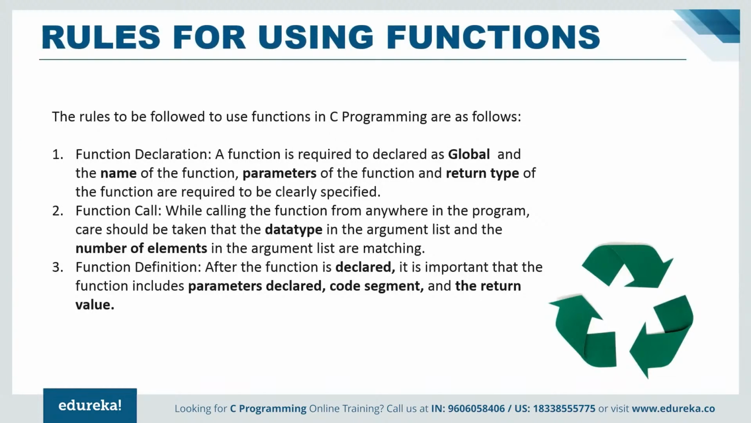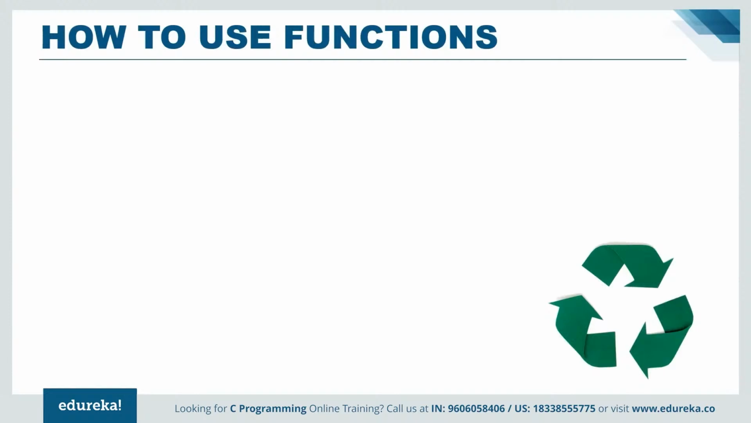Followed by that, the next rule is function definition. After the function is declared, it is important that the function includes the parameters declared, the code segment, and the return type value. Just declaring a function globally doesn't mean that your function will work. To make your function work, you must also define it, which includes the parameters which you are going to use in it, the code segment and the operation that you want to perform, and also the return type value. Followed by this, we shall understand how to use functions.